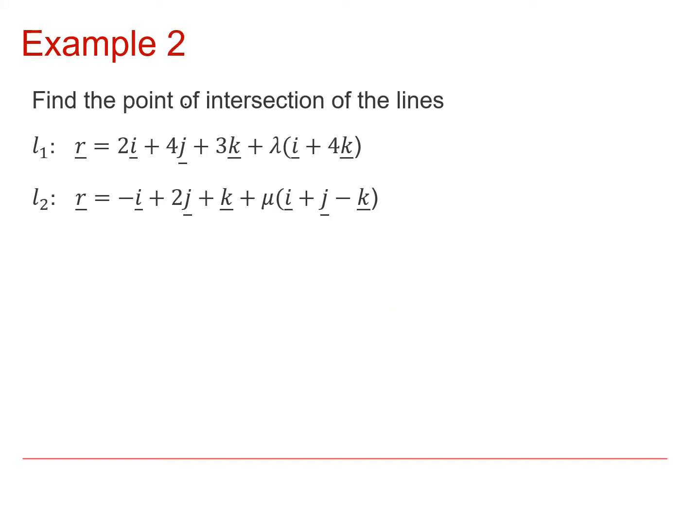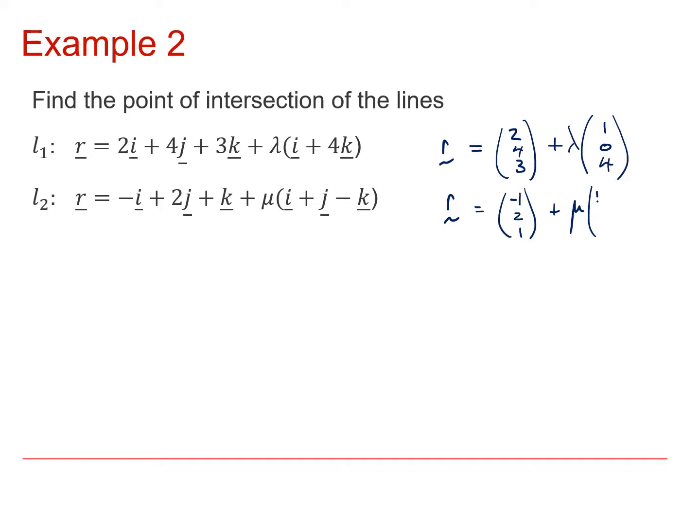This next example, we want to find the point of intersection of these two lines. If I write these as column vectors, just to make it easier to see what's happening, so I've got 2, 4, 3 plus lambda times 1, 0, 4. And from this one I've got r is equal to minus 1, 2, 1 plus mu lots of 1, 1, minus 1. And now if I extract the components of each of these, I'll get 2 plus lambda is equal to minus 1 plus mu. I'll get 4 is equal to 2 plus mu. And I'll get 3 plus 4 lambda is equal to 1 minus mu.